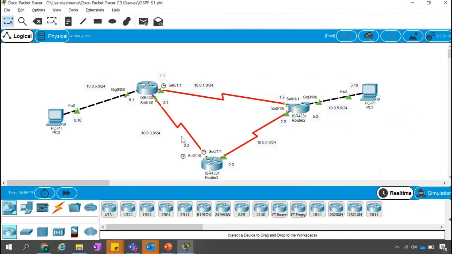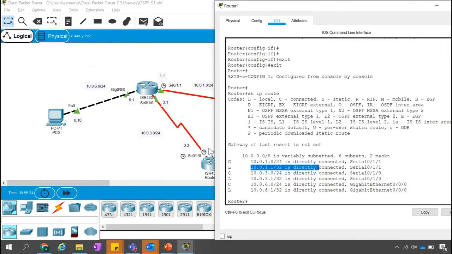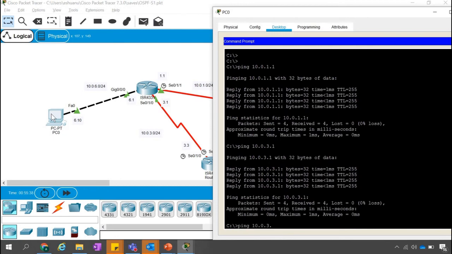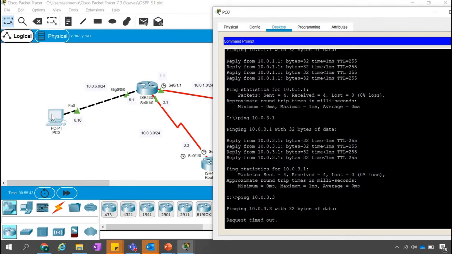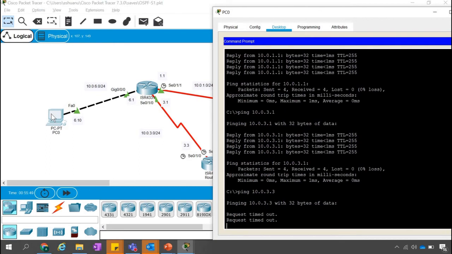What about this 3.3? Can we ping that 3.3? Let's check from PC0. 3.3. No, it cannot ping because it has no information about 3.3.